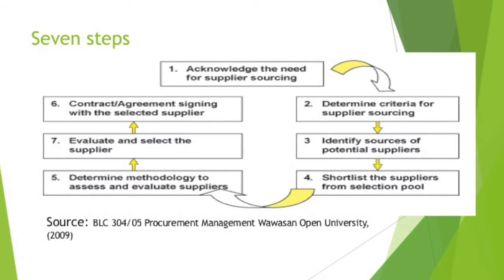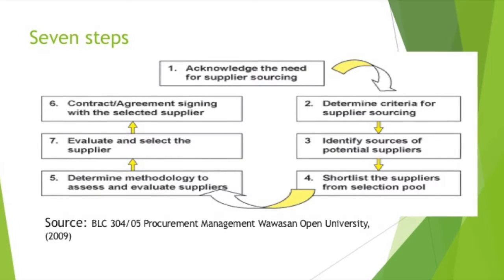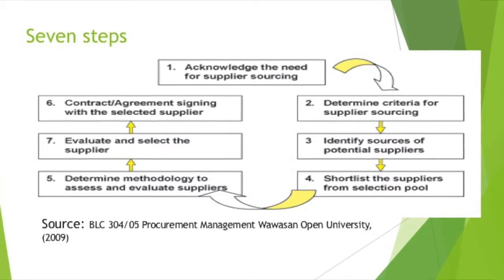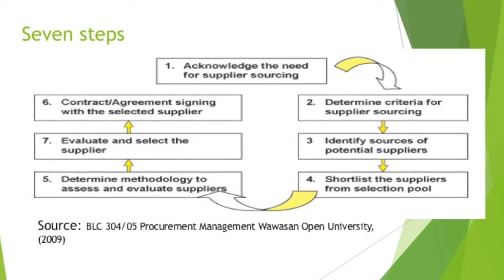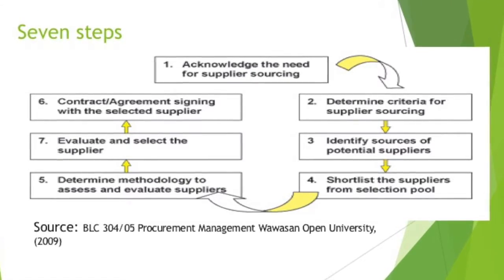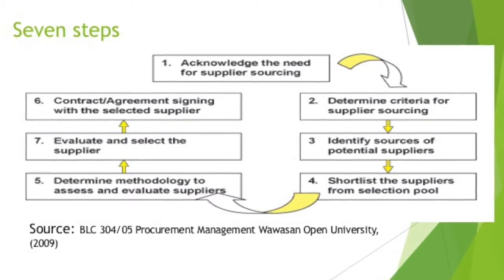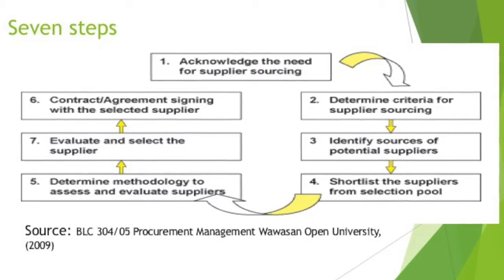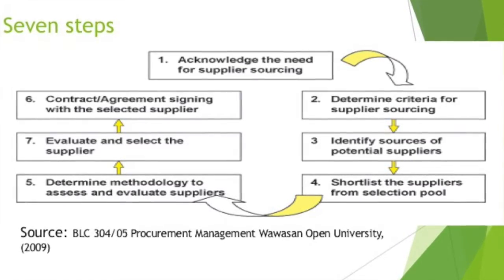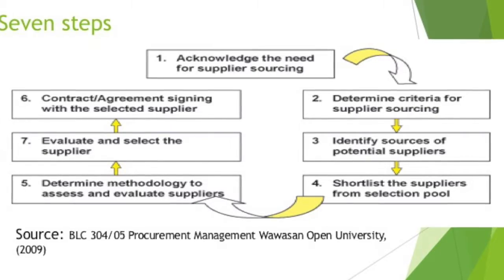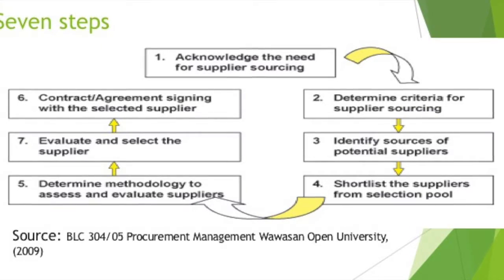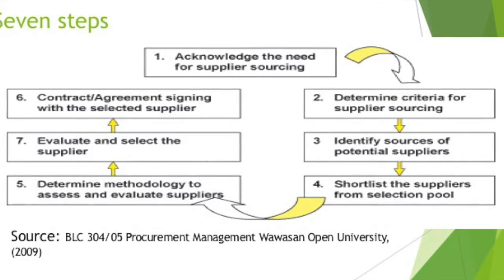There are 7 different steps that are involved in the selection and evaluation process of identifying a supplier. As seen on the picture, they include acknowledging the need for supply sourcing, determining criteria for supply sourcing, identifying sources of potential suppliers, shortlisting the suppliers into a selection pool, determining the methodology to assess and evaluate suppliers, and then selecting the supplier and coming up with a contract agreement, and lastly, evaluating the supplier.